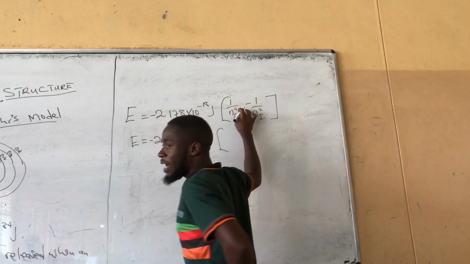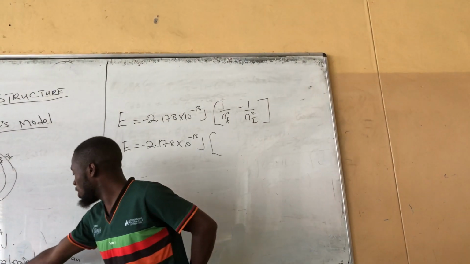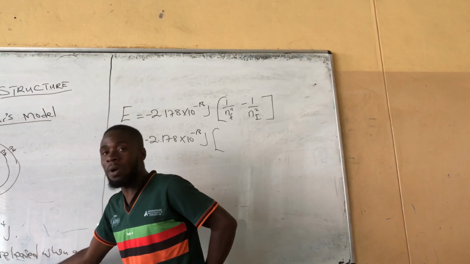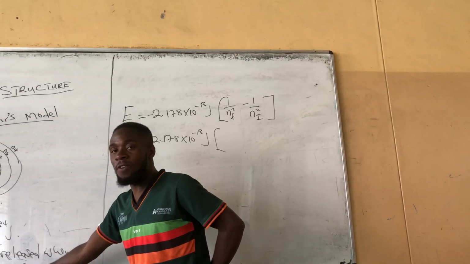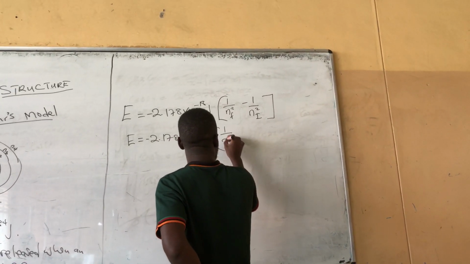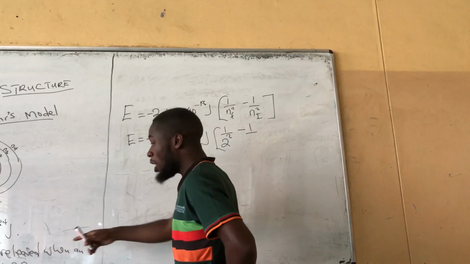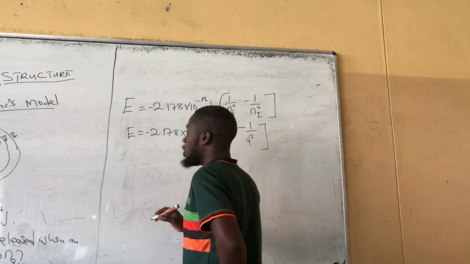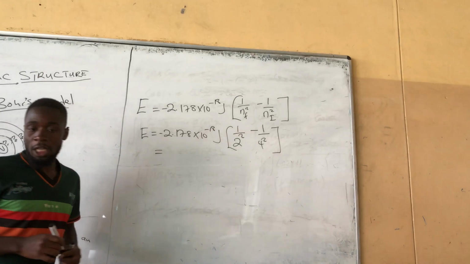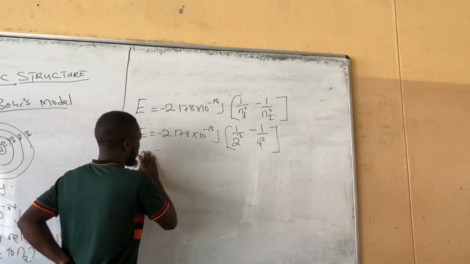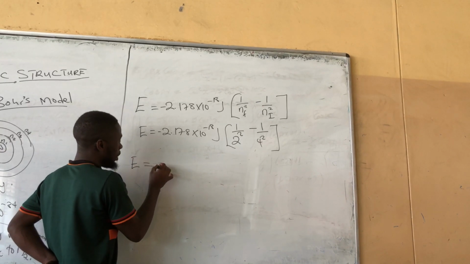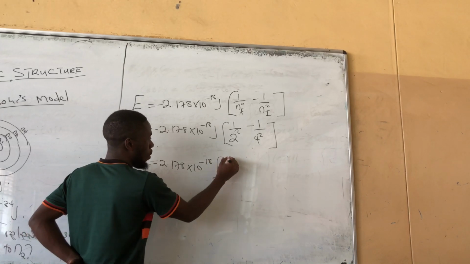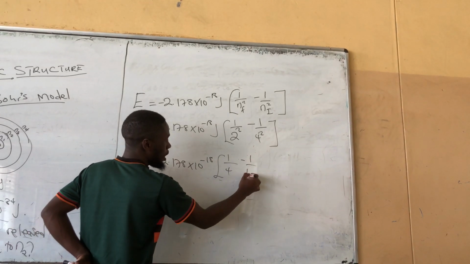So what is the N final? We are moving from this, the initial, to this, the final. So meaning this is the initial, this is the final. What is the N final? The N final is this 2. So here it will be 1 over 2 squared minus 1 over the initial, which is 4 squared. When you do the calculations, E is equal to negative 2.178 multiplied by 10 to the power negative 18, times 1 over 4 minus 1 over 16.